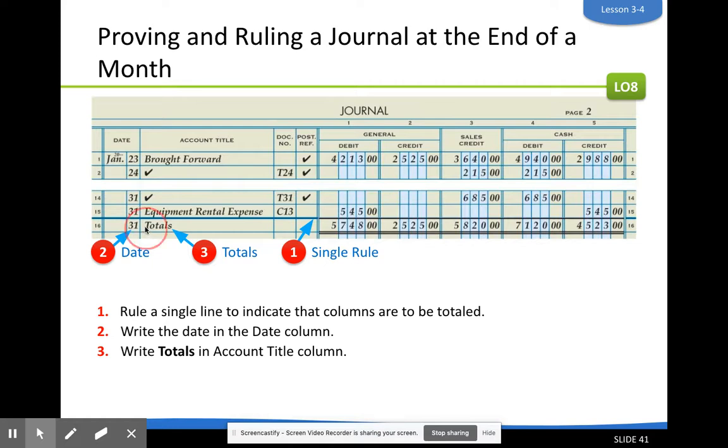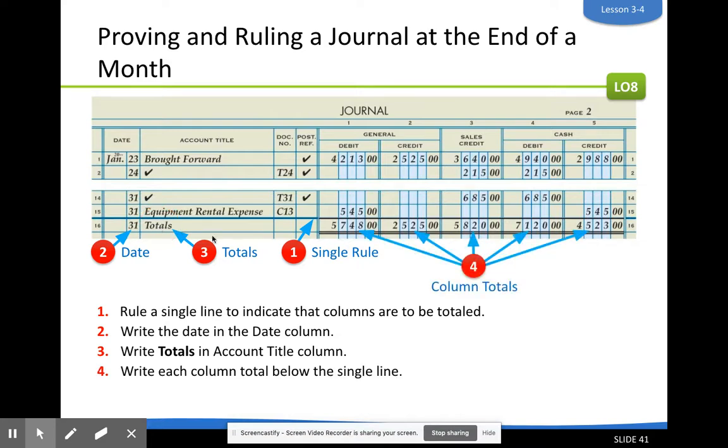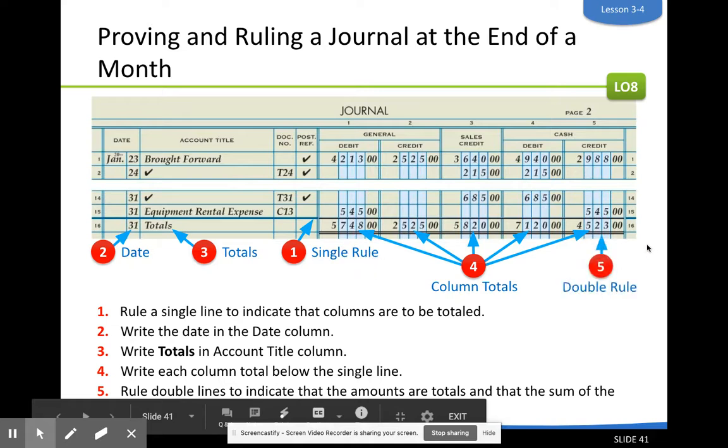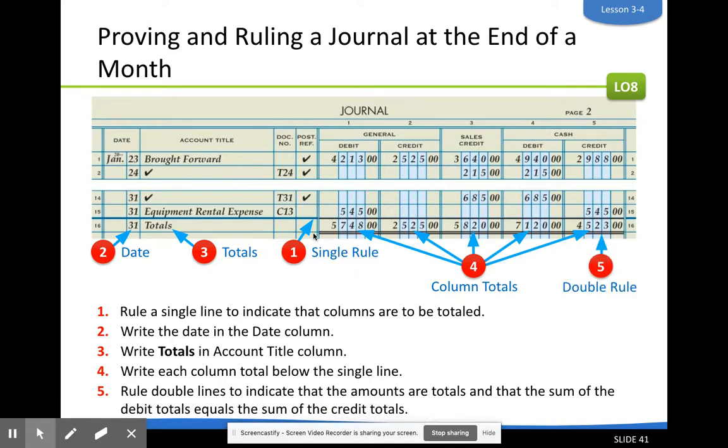Now instead of writing carried forward like we did at the bottom of page 1, we write totals because these are the monthly totals. Then we'll total up each column as we did, every number in each column, write our totals, and then finally we'll do the double underline just as we did at the bottom of page 1 when we can confirm that the debits equal the credits.